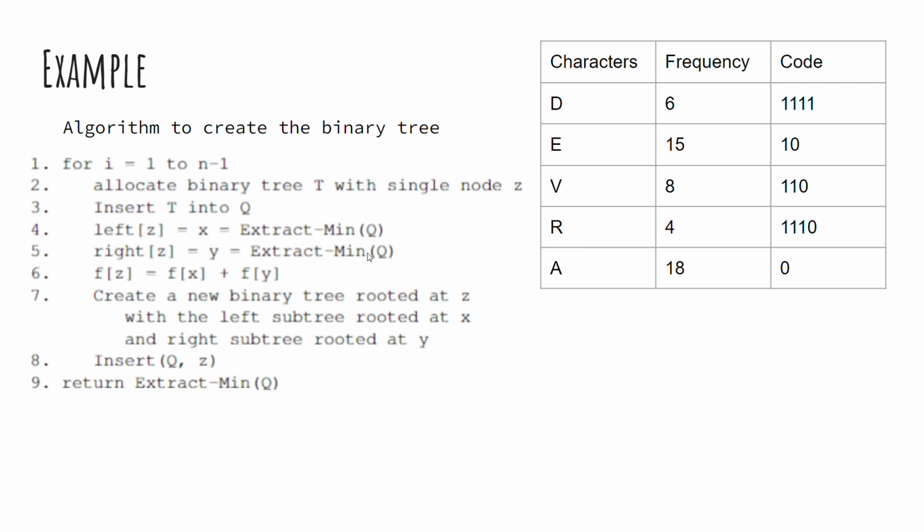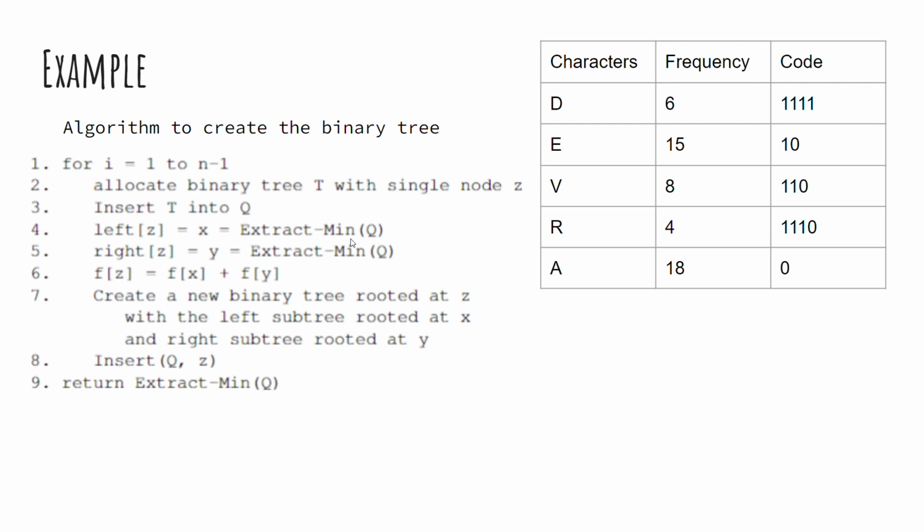Okay, so let us look at an algorithm for Huffman encoding using binary tree. So basically what we do is we have a for loop running from 1 to n minus 1. Over here n is the number of unique characters, so in this case it would be 5, and then we basically allocate a binary tree T with single node Z, and then we insert T into the priority queue. So Q is basically the priority queue over here, and Q is basically a minimum priority queue. It basically sorts the nodes from the minimum value to the maximum value.